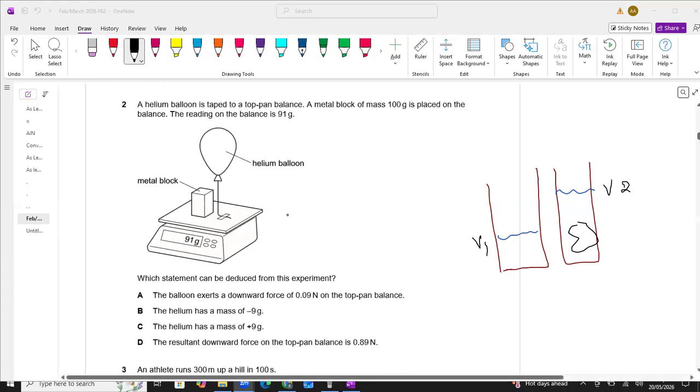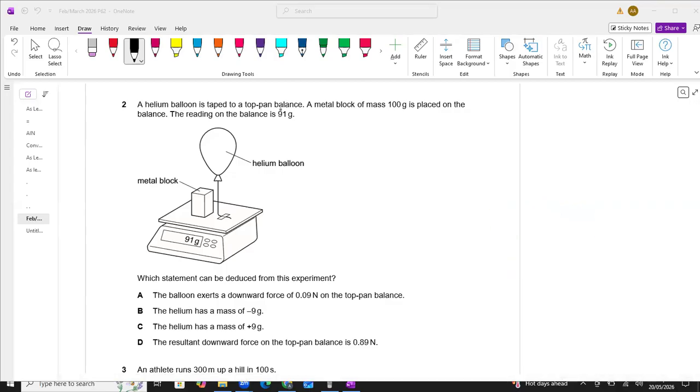All right. Now, students, look at question number 2. In question number 2, they are saying a helium balloon is tied to a top pan balance. A metal block of mass 100 gram is placed on a balance. The reading on the balance is 91 grams.